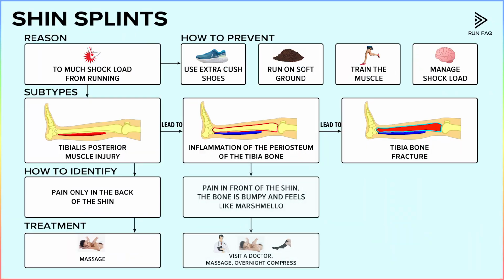If we have inflammation of the periosteum, the pain will be on the front side of the shin, and our bone will feel a little bit bumpy and also a little bit like a marshmallow. Why? Because this inflamed periosteum is increased in size, and this is exactly why it feels like a marshmallow. In this case, first, you need to visit a doctor. Second, you can continue with a massage, and also you can use an overnight compress.